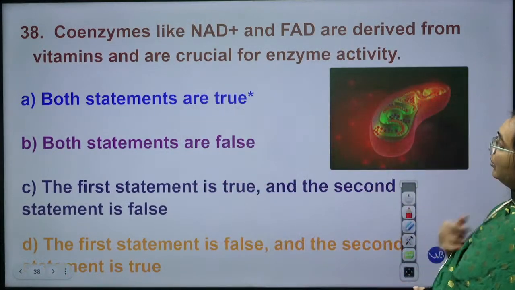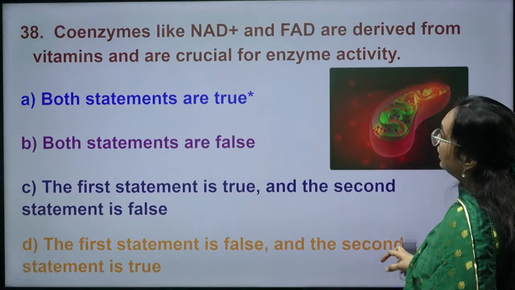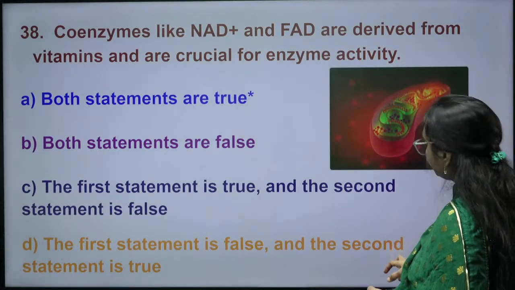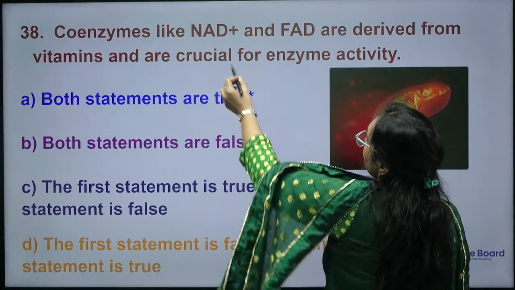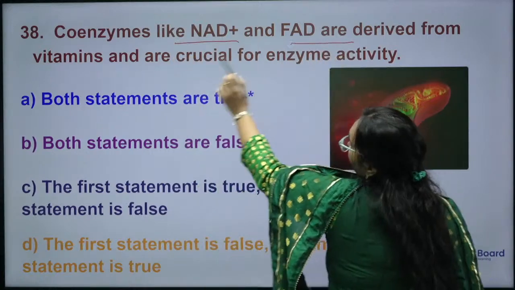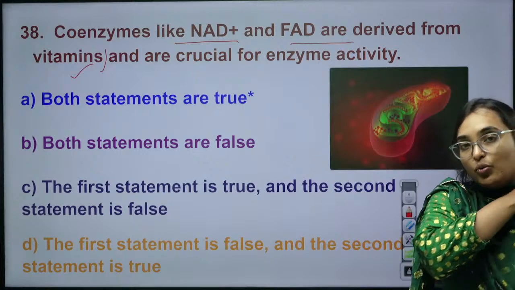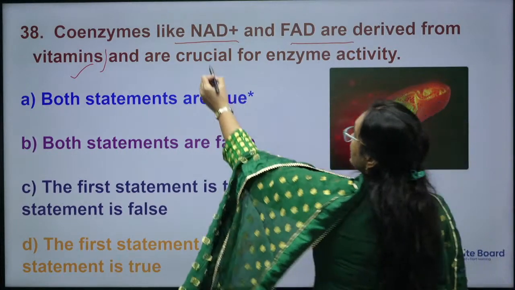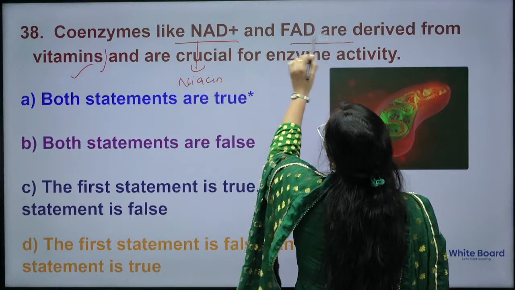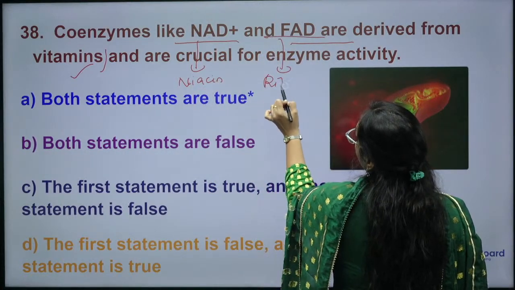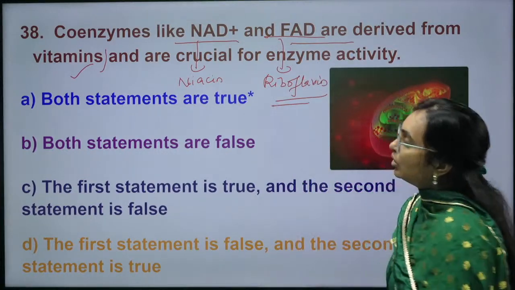Coenzymes like NAD plus and FAD are derived from vitamins and are crucial for enzyme activity. Here two statements are given: coenzymes like NAD plus and FAD are derived from vitamins, yes. NAD is obtained from niacin, a B vitamin, and FAD is from riboflavin. These are called coenzymes.